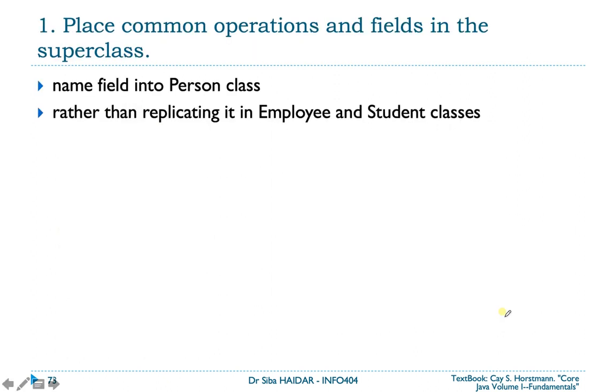This is a very nice section. It will recapitulate all that we have said during the chapter. So first of all, place common operations and fields in the superclass. The name field, we placed it into the person class because both person types have a name: the employee has a name and also students have a name. If you place it at an upper level, you will benefit from polymorphism.